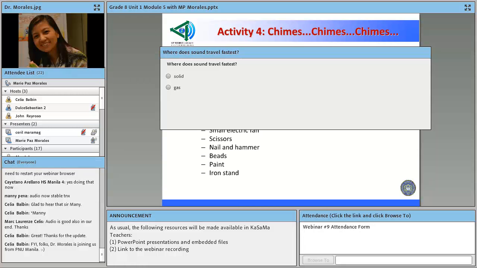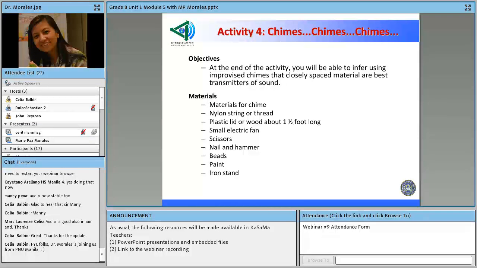And for activity 4, there, where does sound travel fastest? It must be in solid. Okay, thank you, Ma'am Sel. For activity 4, a precaution also is that it should be done in a very quiet room. Okay?